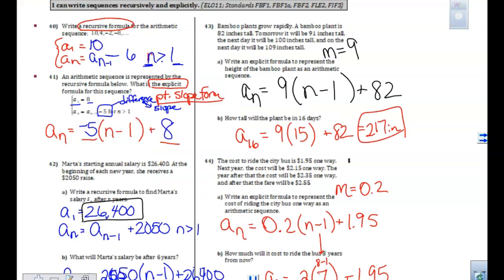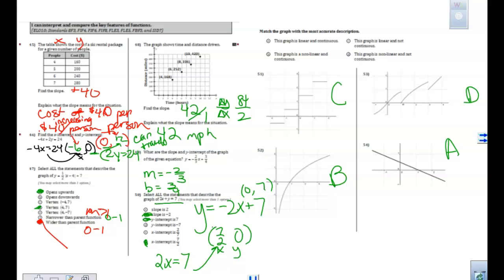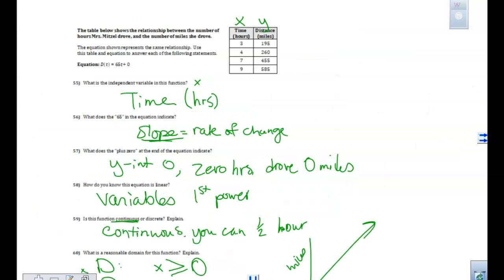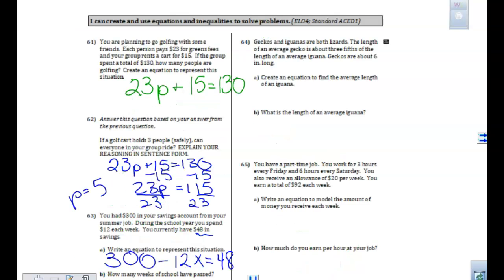So yesterday we did recursive and explicit. I talked about that. That's in that video. We talked a little bit about continuous and discrete. We talked about slope and what it means, that parent function, slope and y-intercept. Again, if you are still struggling with that, make sure you check with me. On this page, 55 through 60, we talked about independent and dependent. Think about what you're doing in science with your independent and dependent variables also. And then we worked through 63.